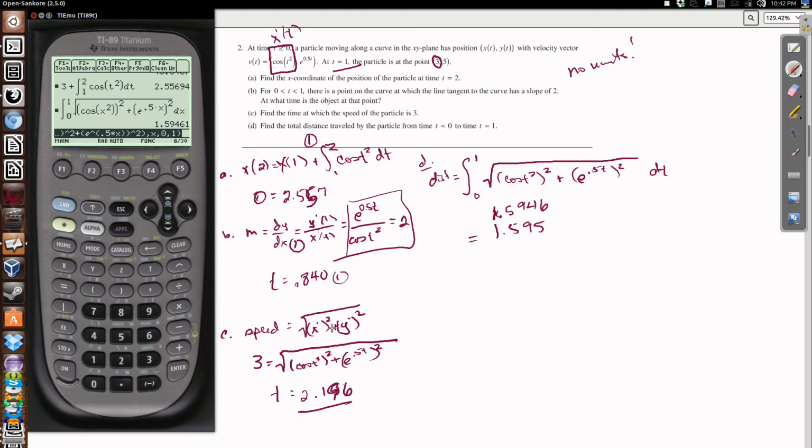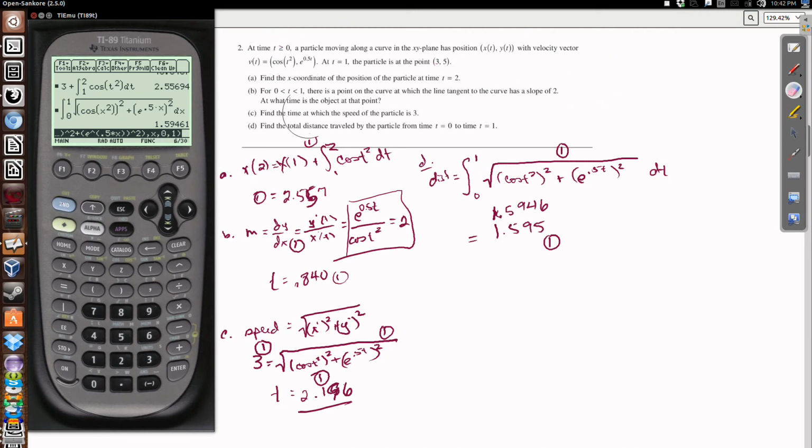You're probably going to get 1 point for your speed equation, or your speed function I should say, 1 point for setting it equal to 3 and 1 point for your answer. And then over here you're going to have 1 point for your arc length function and 1 point for your numerical answers. So I'm thinking that's where the 9 points are going to be separated on this problem.